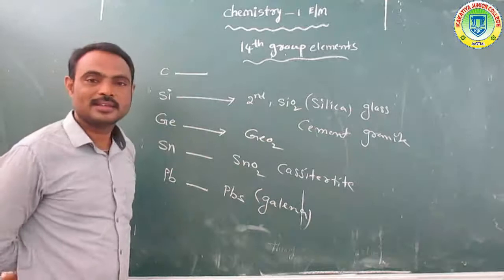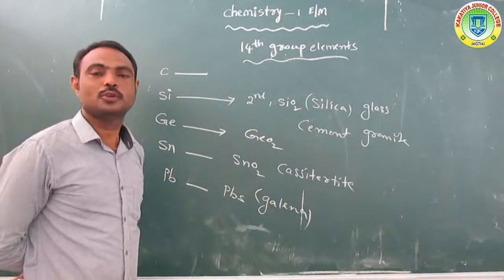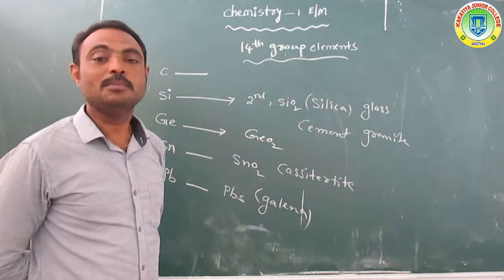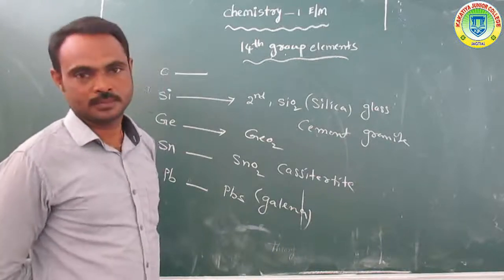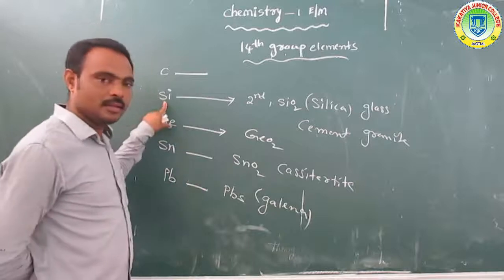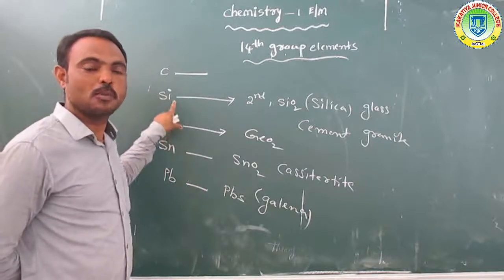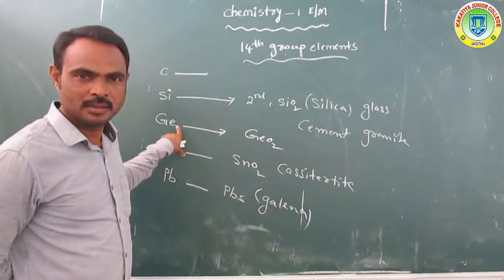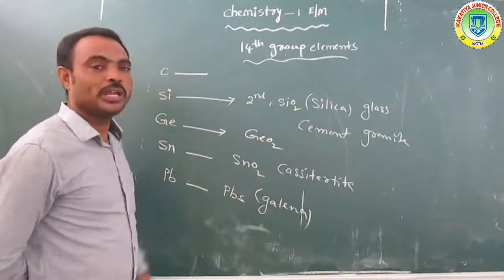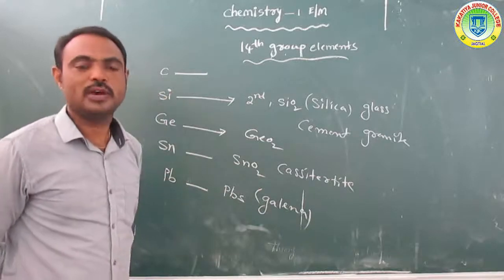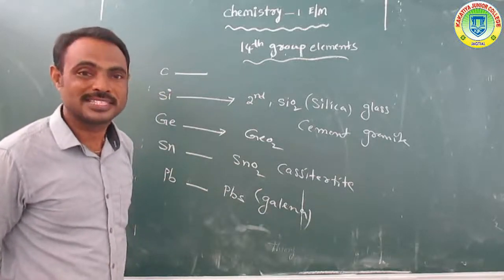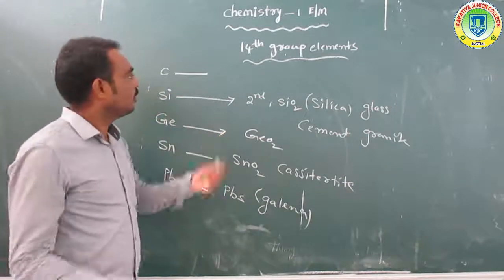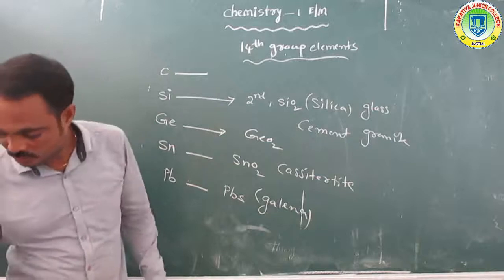These semiconductors are used for the preparation of transistors and some electrical components. Silicon and germanium are used as semiconductors, for the preparation of transistors. That is the introduction to the 14th group elements.